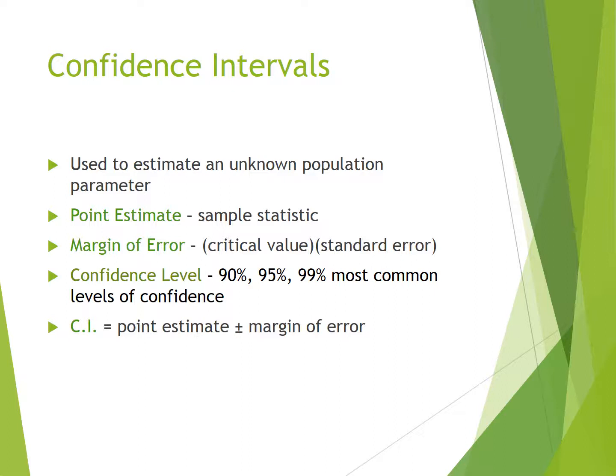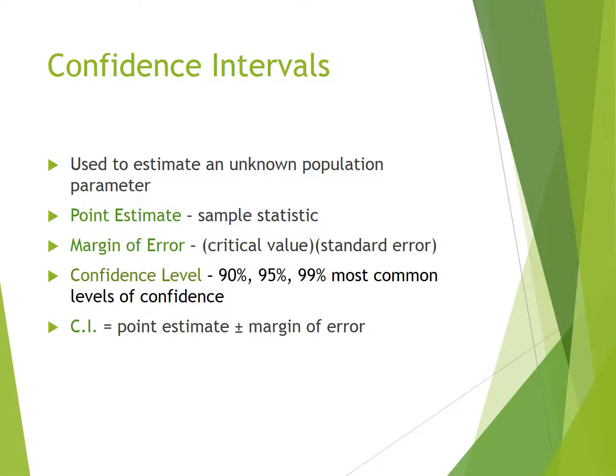The first component I wanted to talk about is the point estimate. It is the sample statistic that we are using to help estimate this population parameter. So it's the sample mean if we're trying to estimate the population mean. It's the sample proportion if we're trying to estimate the population proportion. And it's the sample standard deviation if we're trying to estimate the population standard deviation. Then we have some kind of margin of error.